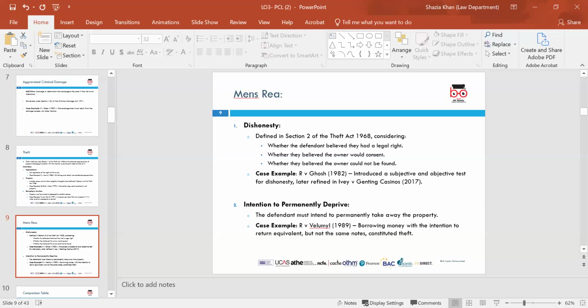And the case of that is the case of R v Velumyl, 1989, where borrowing money with the intention to return equivalent but not the same notes constituted theft.